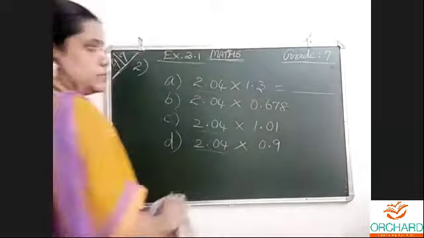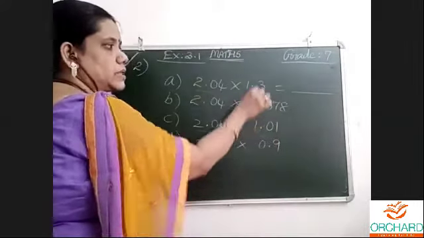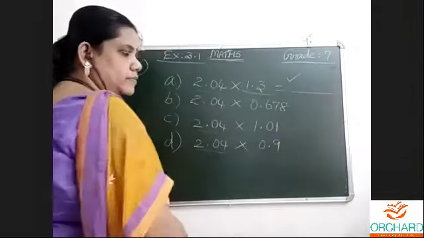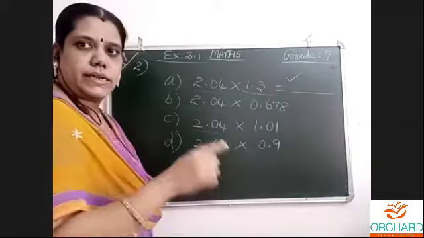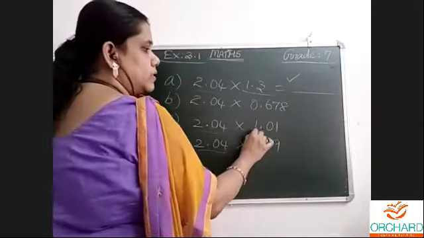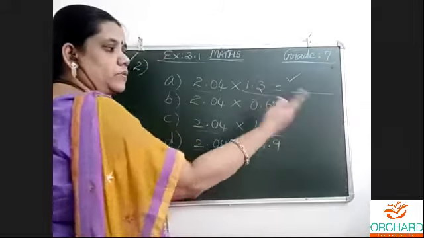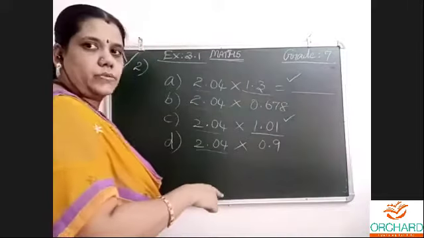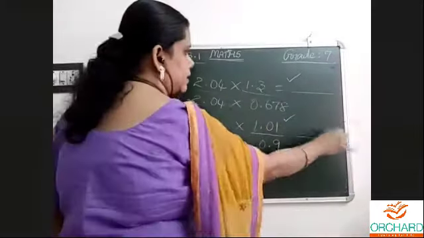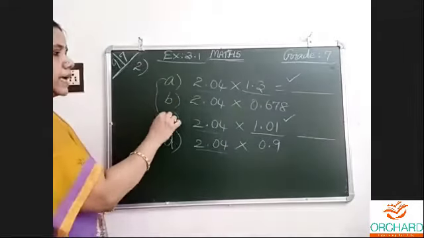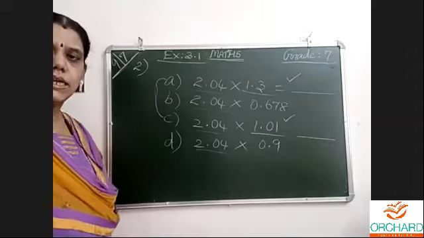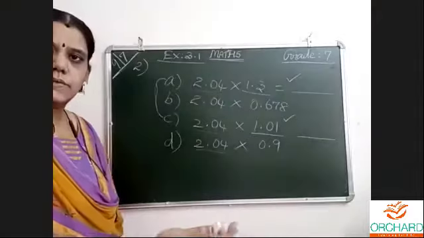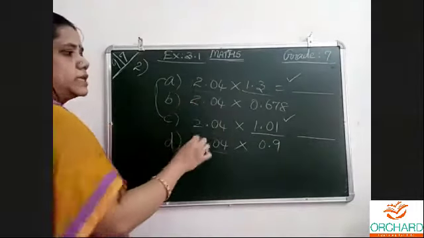The answer will be more than the number. Right? Now, which of these numbers, this we have to see. Which of these numbers are more than 1? This is more than 1. 0.6, less than 1. 1.01, more than 1. Almost 1 only, 1.01. 0.9, less than 1. So what I have made a tick, these two, A and C. This A and C will have a product more than this number. The answer will be more than 2.04.